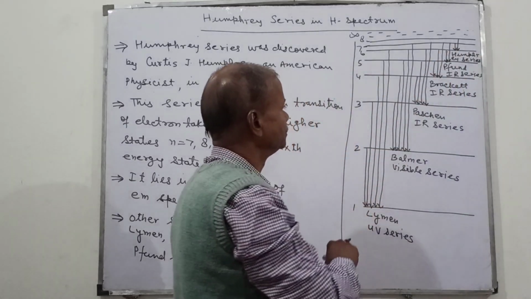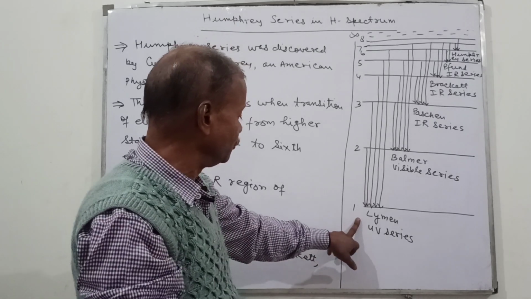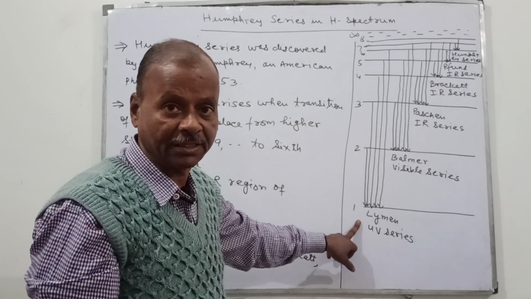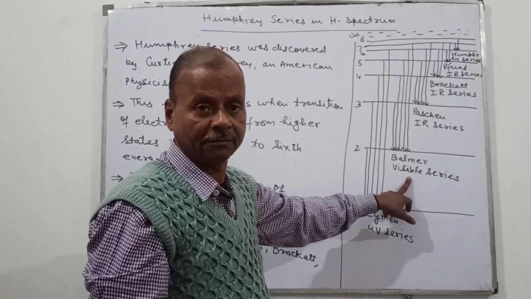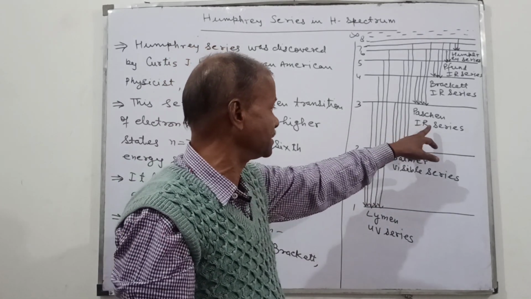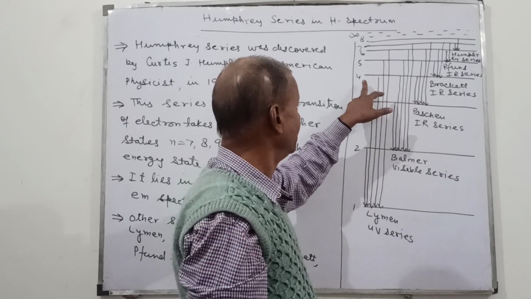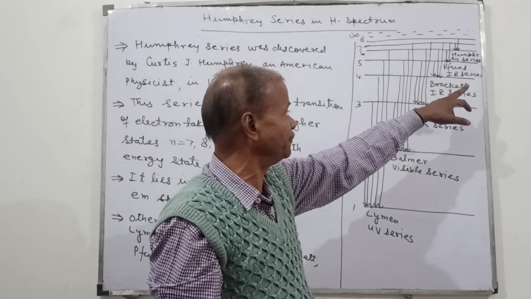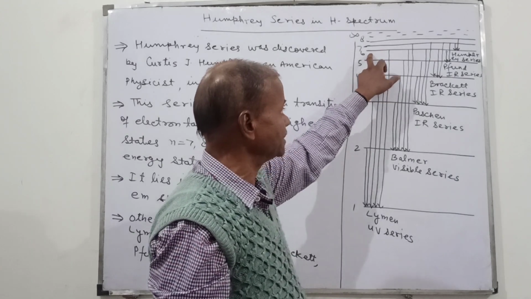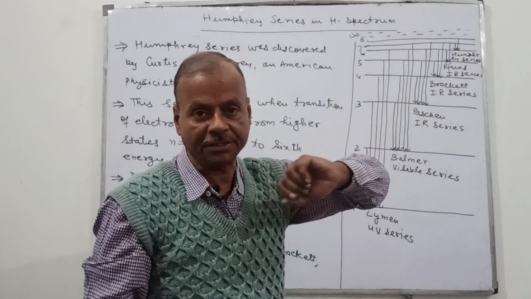So this is n equal to 1: transition takes place in the first energy state, then Lyman series; transition in the second state, then Balmer series; transition in third state, then Paschen series; transition in fourth state, the Brackett series; transition in fifth state, the Pfund series; transition in sixth energy state, the Humphrey series.